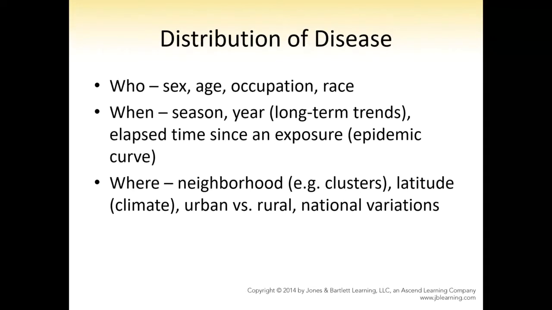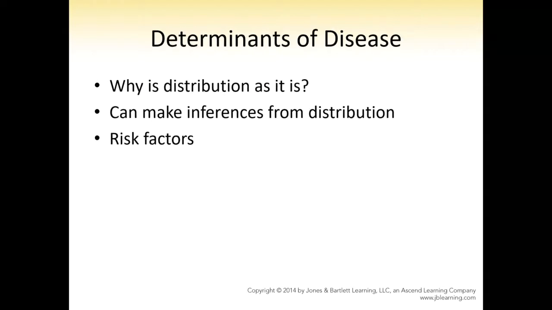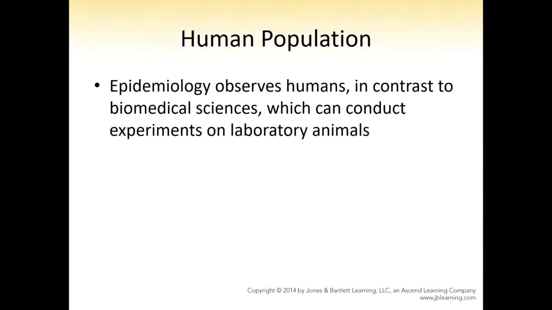We look at the distribution of diseases, so who's getting it, what are their characteristics, when are they getting it, and where are they getting it, so the neighborhood, the community where they live. And then the determinant, so why is it being distributed as it is? What can we learn from how it's being distributed? And then what are the risk factors specifically to that population?